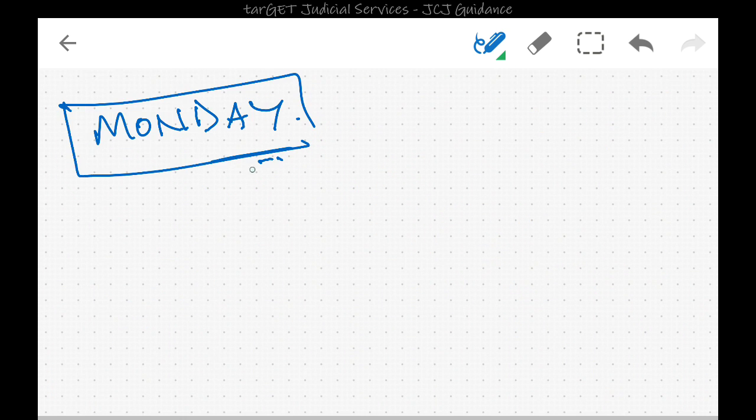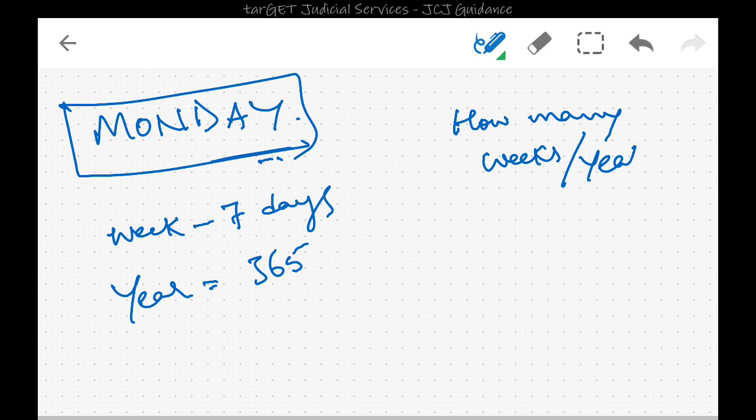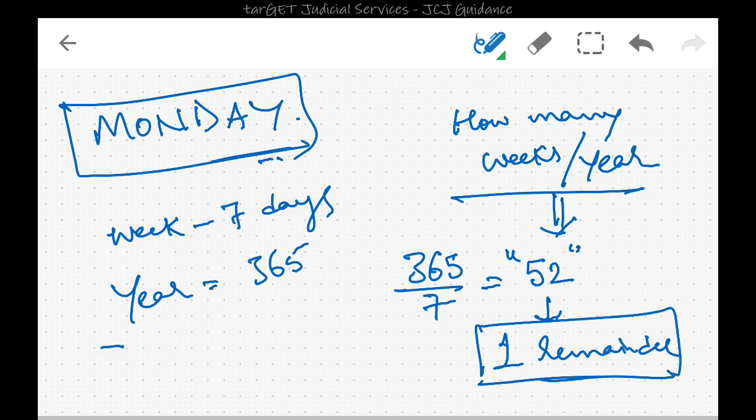Another thing I want to tell you in this lecture itself: as we have seen, a week has 7 days and a normal year has 365 days. So, how many weeks are there in a normal year? We can get that by dividing 365 by 7, which gives us 52 weeks with one remainder. That means every normal year has 52 exact weeks and 1 day.